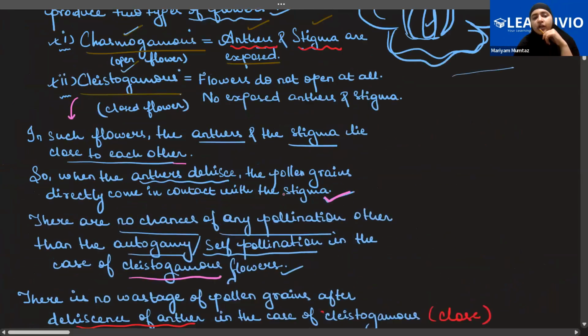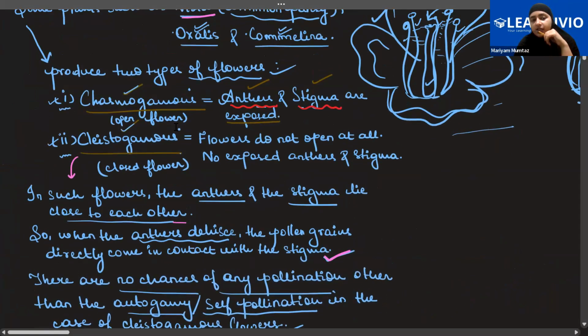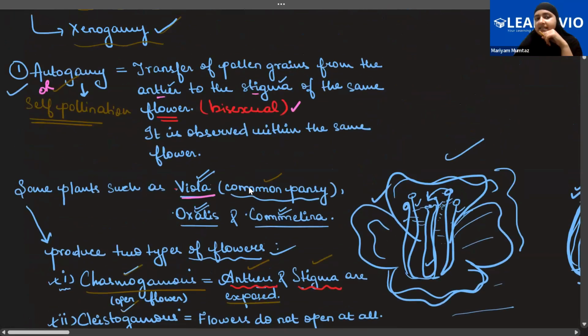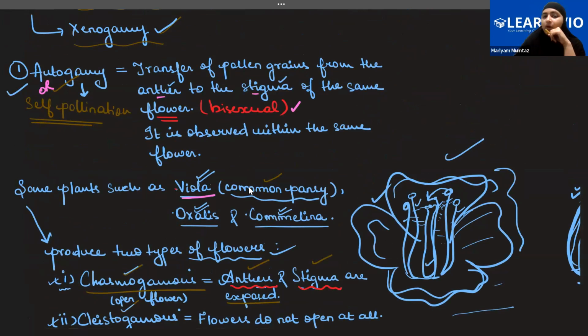So those are the two kinds, and what about the chasmogamous flowers? Do you think there will be a little wastage of pollen for chasmogamous flowers? Yes, ma'am, there will be a little bit of wastage. So autogamy is clear. Auto means self, gamy means fusion. Autogamy, self-pollination. Clear? Any doubts in autogamy? One thing you have to remember is that the transfer of pollen takes place in every type of pollination. But what is the source? The same flower is important to remember here.